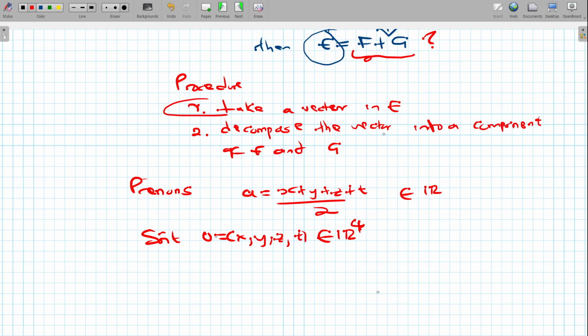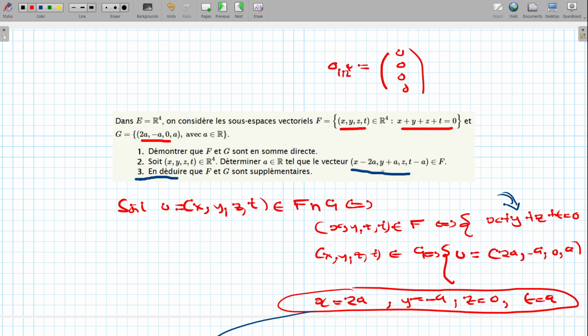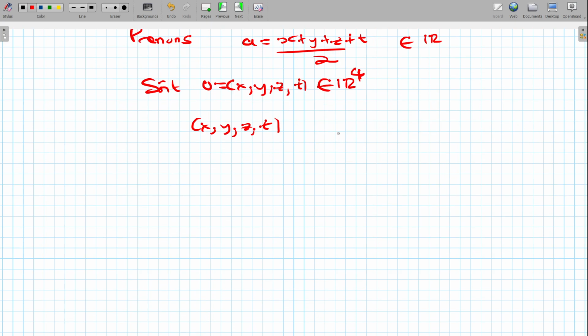Then I need to decompose this U into a vector in F and a vector in G. Here I have U equal to this vector, X, Y, Z, T. Now from the previous question, we've seen that if we take A as this value, then this vector, X minus 2A, Y plus A, Z, T minus A, is an element of F.